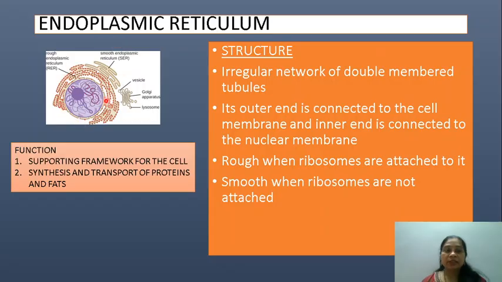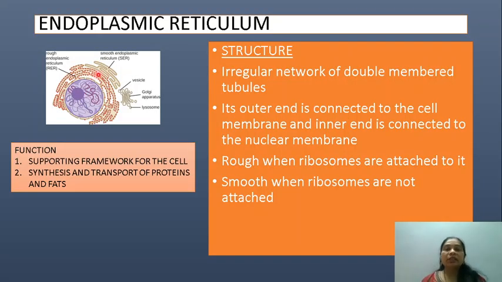It's something like this. At the center, this blue colored thing is the nucleus, and this part that you can see, these tubules, this is the endoplasmic reticulum. Now, how does the structure look? It looks like a network. As you can see, it looks like a network. It is made up of not just one tubule, but a network of tubules. So it is made up of an irregular network of double membrane tubules.